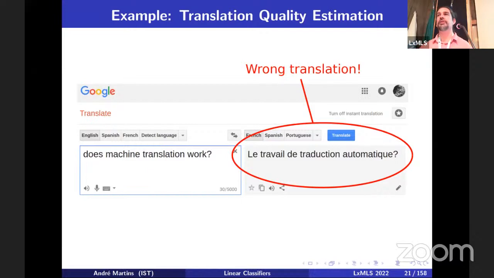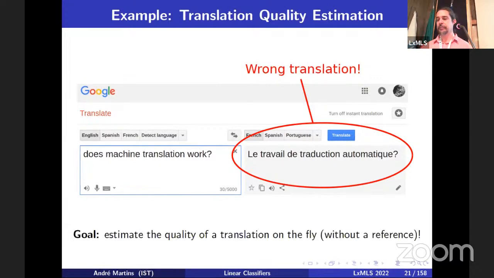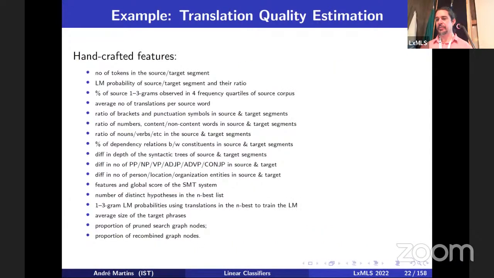If you're translating sensitive content or content in a domain like the medical or legal domain, where critical errors can have really bad consequences, it's useful to do quality estimation just to see if the system estimates that this is good to go or not. And so this is the goal of quality estimation: estimate the quality of a translation on the fly without any reference. And well, this is very outdated.